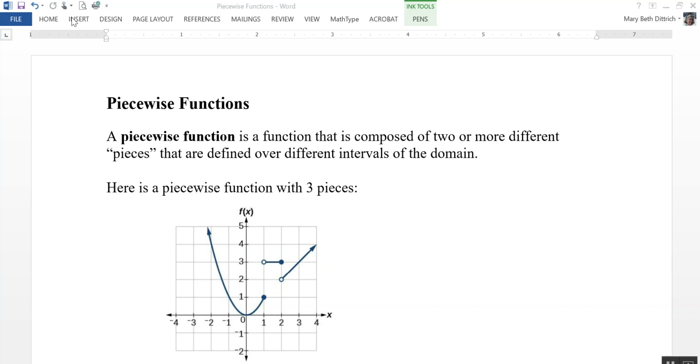This video is on piecewise functions. A piecewise function is a function that is composed of two or more different pieces that are defined over different intervals of the domain. So let's take a look at a piecewise function that has three pieces.